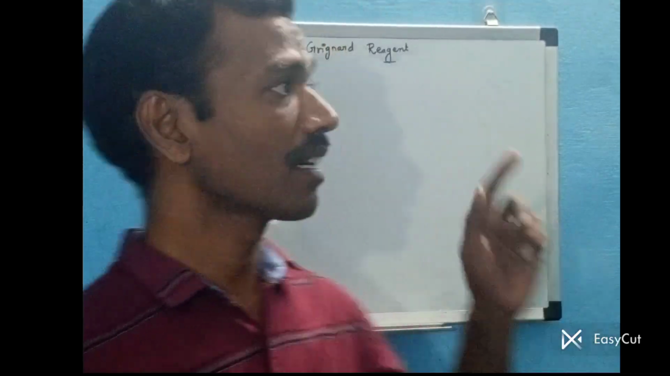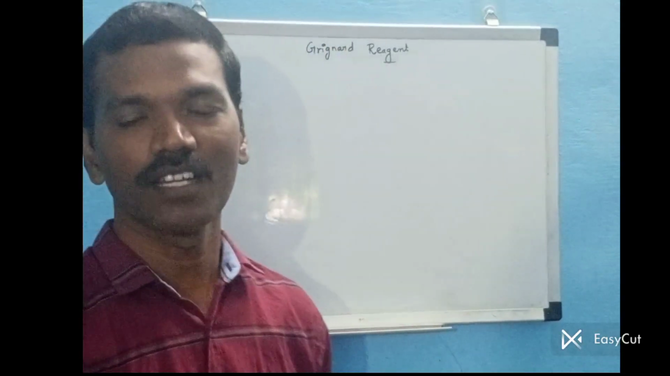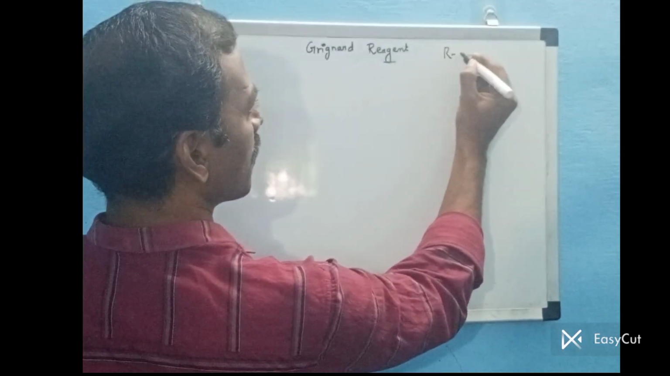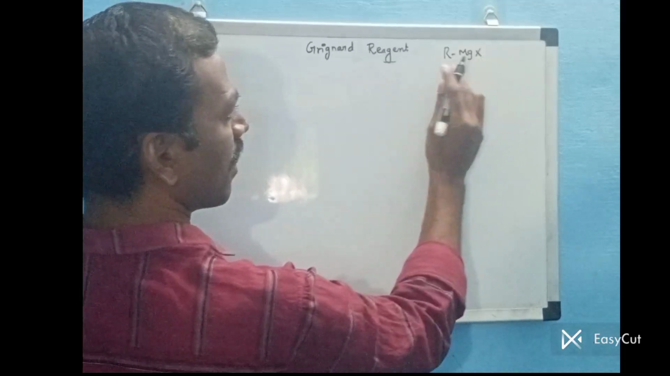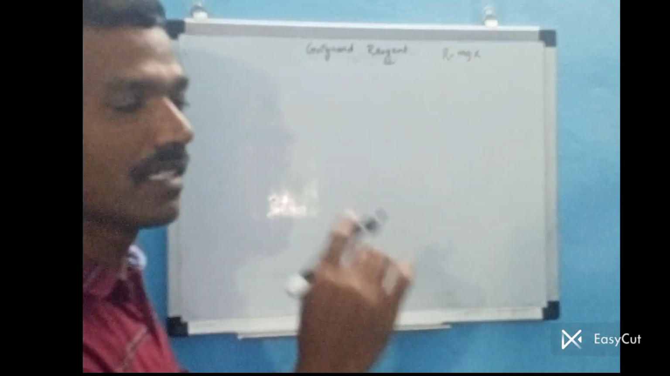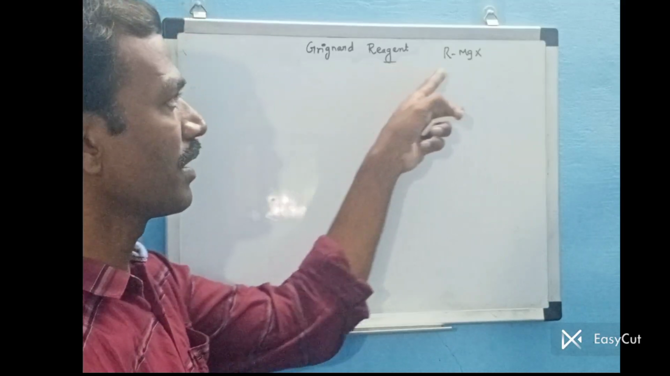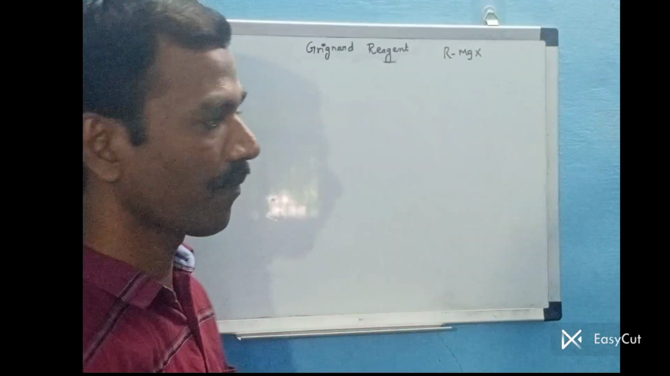Today's topic is Grignard reagent. Grignard reagent is an organometallic compound. It can be represented as R-Mg-X. R is an alkyl or aryl group. X is a halide. So Grignard reagent can be represented as R-Mg-X.